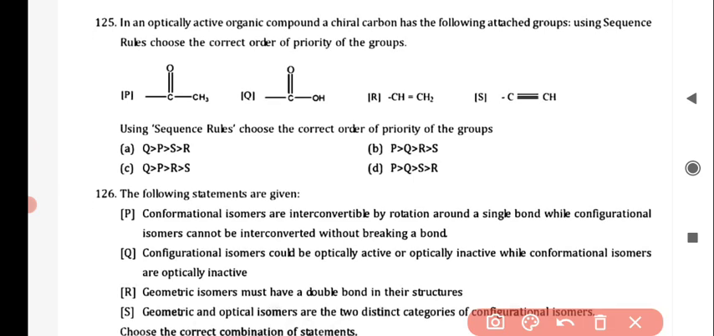Next question is, in an optically active organic compound, a chiral carbon has the following attached groups. Using sequence rules, choose the correct order of priority of the groups. So the first is P is COCH3 group, Q is COOH, R is CH=CH2, S is C≡CH. So using sequence rules, choose the correct order of priority of the groups. So the correct answer for this is option A, that is Q is maximum, then P, then S and R is minimum.